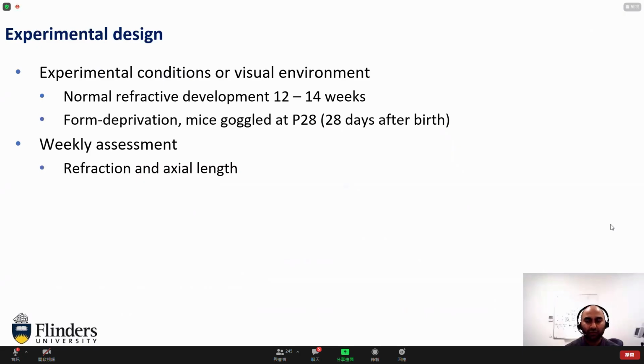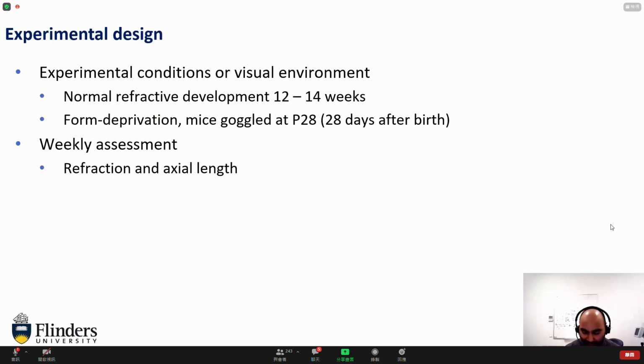So I'm going to show you data from two different animal models, and in both animal models we employ two experimental conditions. One is the normal refractive development, where we measure the effect of the mutation alone without any visual environment manipulation, and we measure the refractive development from 12 to 14 weeks depending on the different mutants. The second experimental condition is form deprivation, where we put a diffuser in front of the eye when the mice are 4 weeks of age and measure them at periodic intervals at different time points.